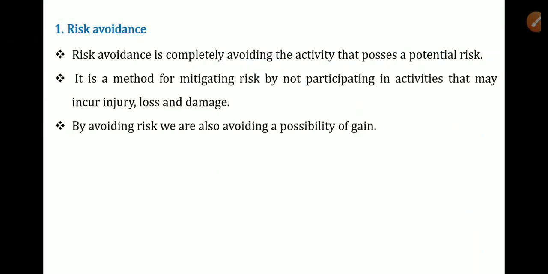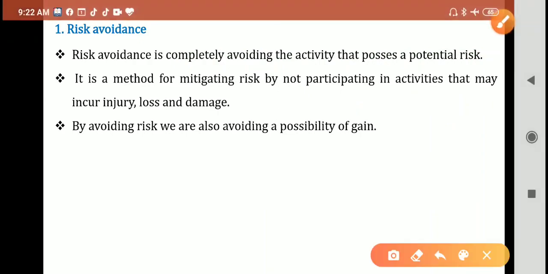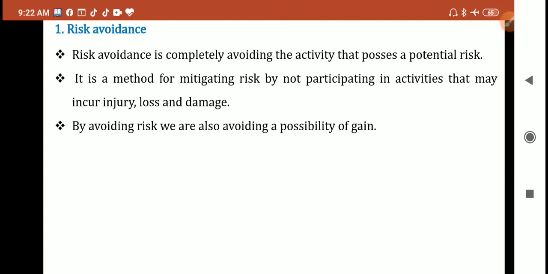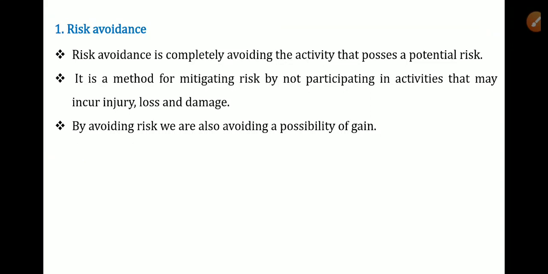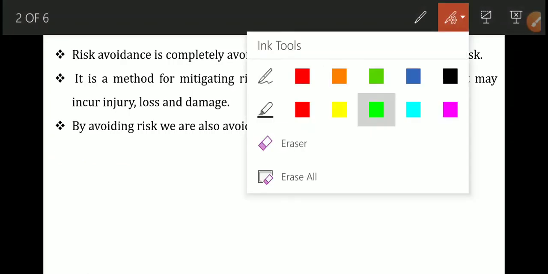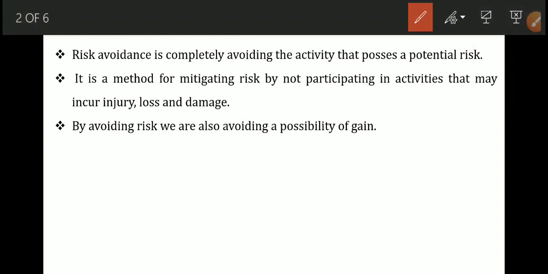And by avoiding that risk, we are also avoiding the possibility of gain. This is very important. By avoiding that risk, we are mitigating, which means reducing, the possibility of gain also. We are missing the income also. By avoiding that risk, we are also avoiding the possibility of gain.